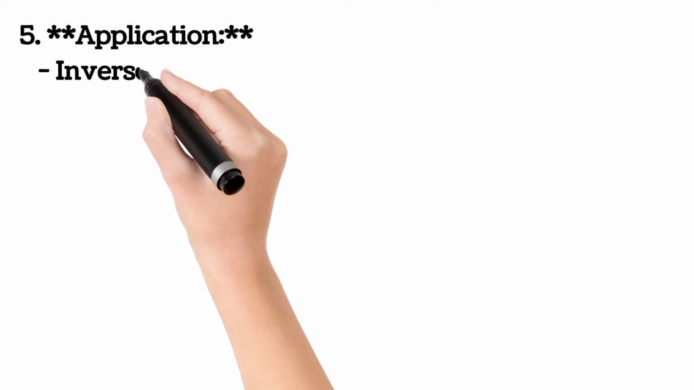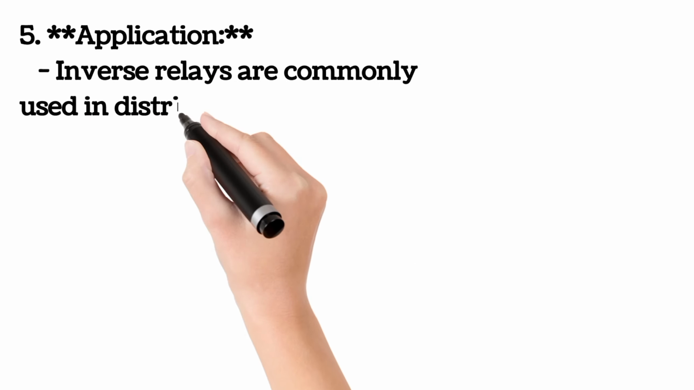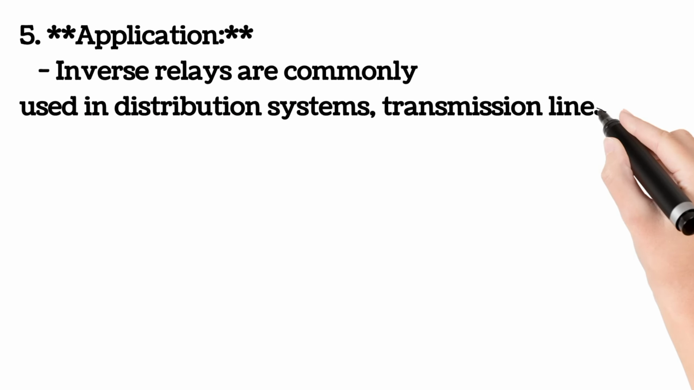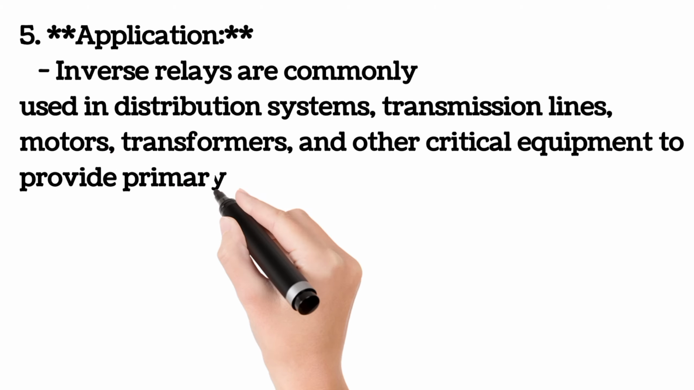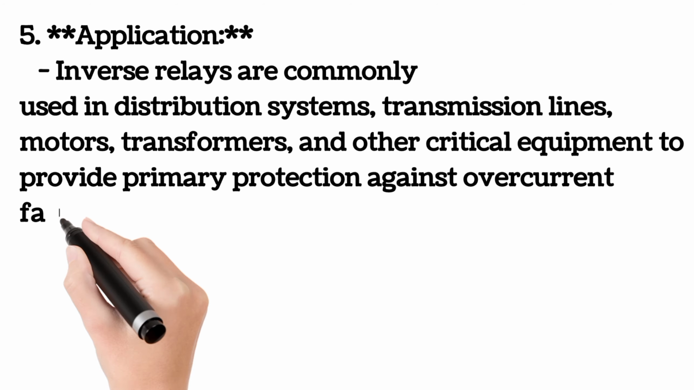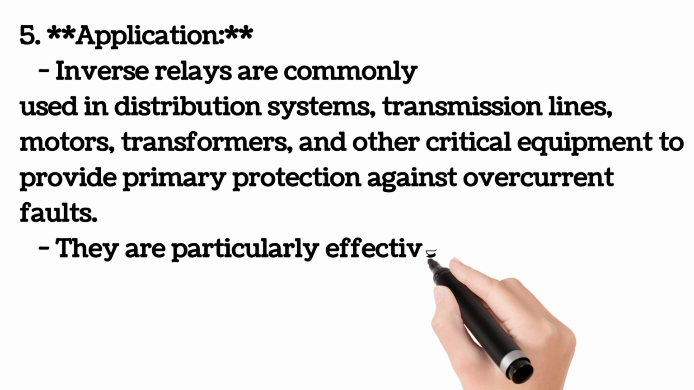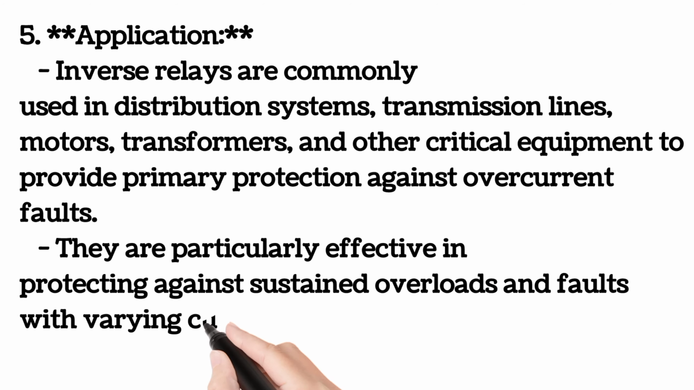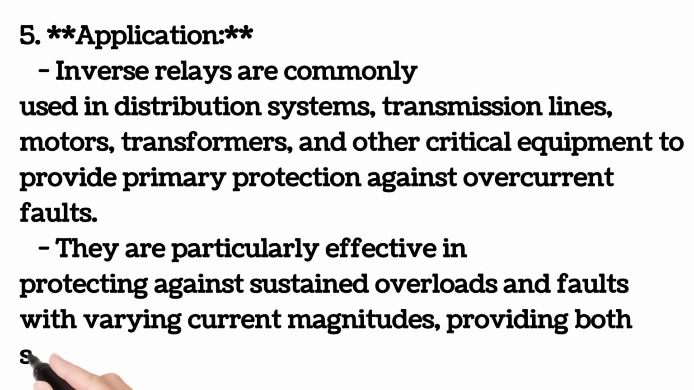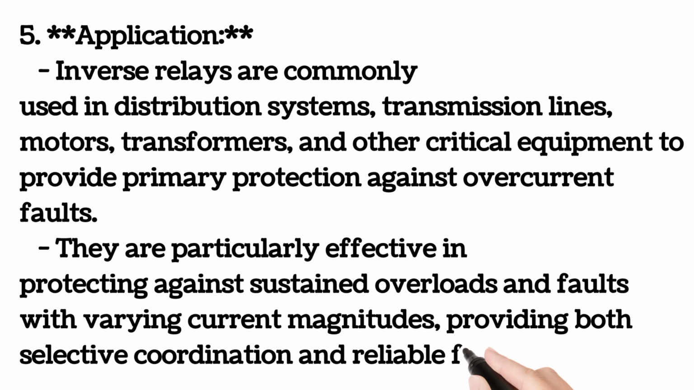5. Application. Inverse relays are commonly used in distribution systems, transmission lines, motors, transformers, and other critical equipment to provide primary protection against overcurrent faults. They are particularly effective in protecting against sustained overloads and faults with varying current magnitudes, providing both selective coordination and reliable fault clearance.